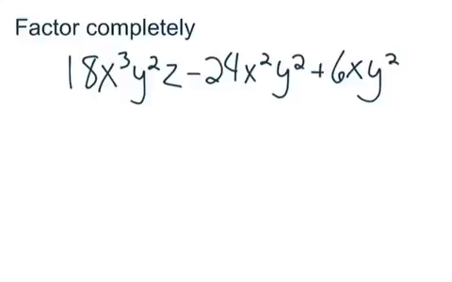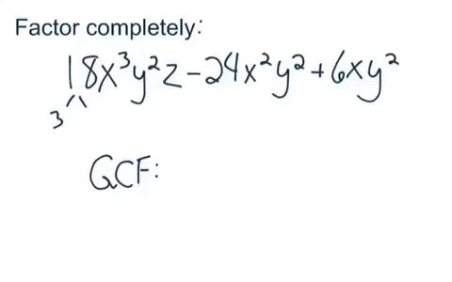Let's do one more practice about factoring completely. If you pull out your GCF correctly the first time, you will automatically factor completely. If you make a mistake in your GCF, you may have to factor 2 times to get it factored completely. Okay? So let's look at our GCF here.